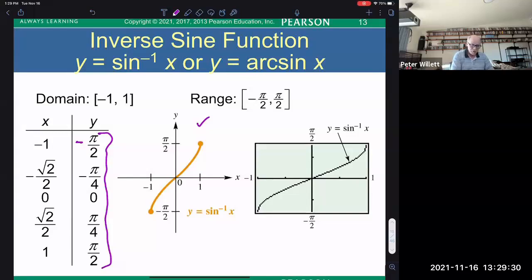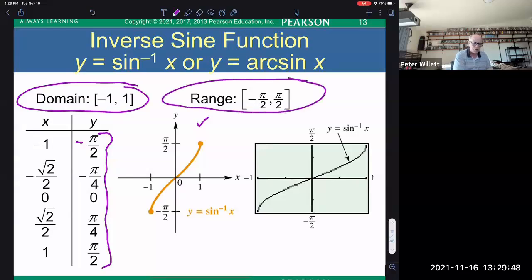Notice, unlike the sine function, this is not periodic. This does not go on for all real numbers. This has a very limited domain and a very limited range, which are listed here. The domain of the inverse function would have been the range of the sine function. And the range of the inverse function is the domain after we restricted it on the sine function. Questions, comments, discussions about any of this?